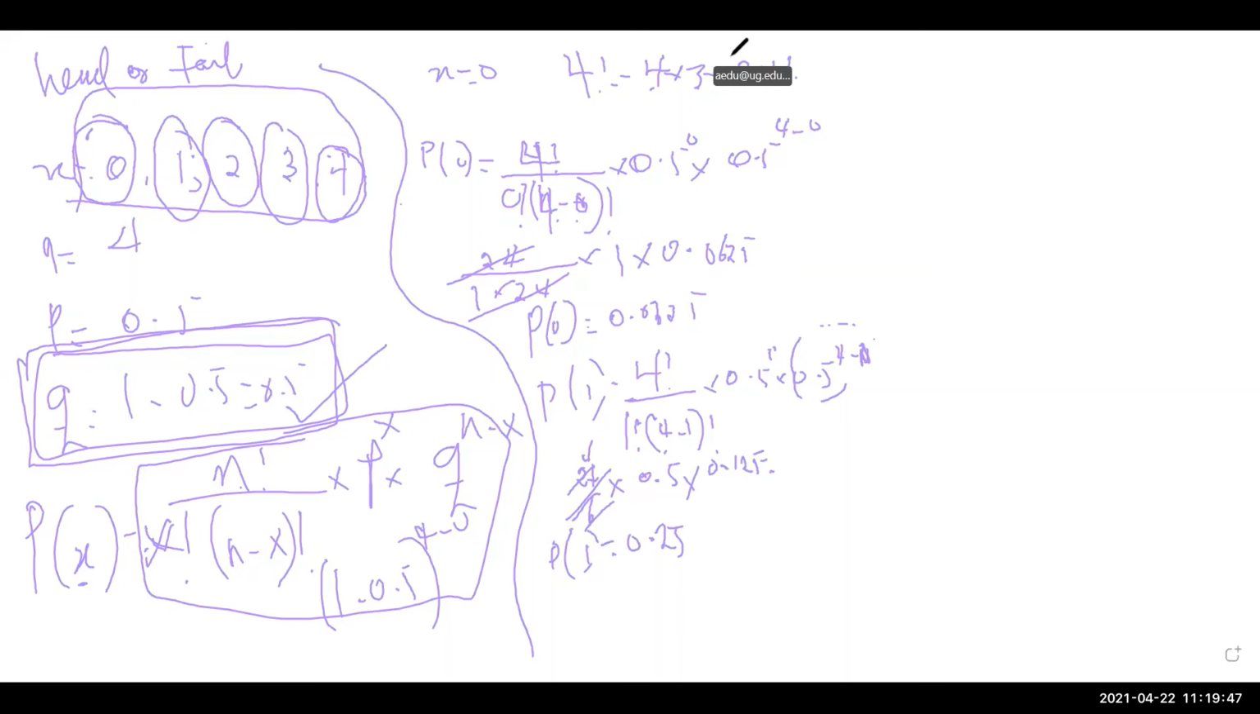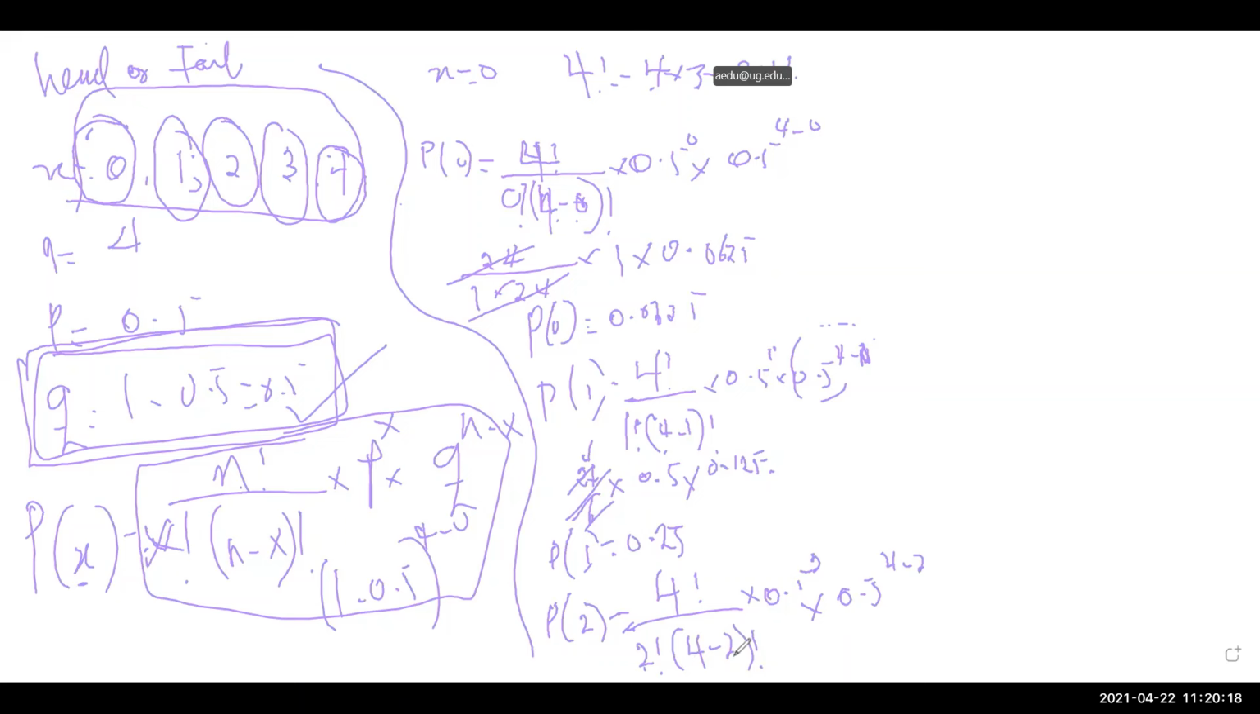Probability that we are having what? 2 defective by expression. You have again 4 factorial over 2 factorial times 4 minus 2 factorial, times what? 0.5, the probability of success, which is 2 times 0.5 raised to the power 4 minus 2. Again, this should give you 24. This will give you 4.